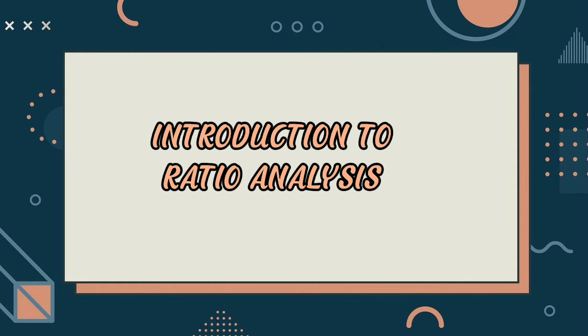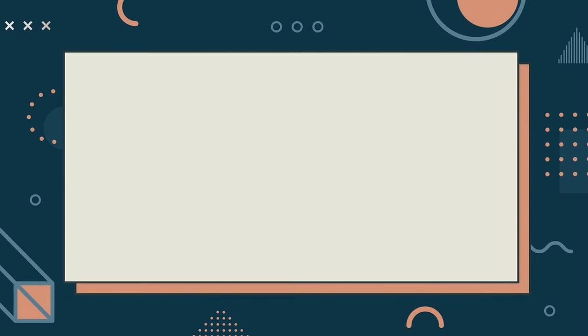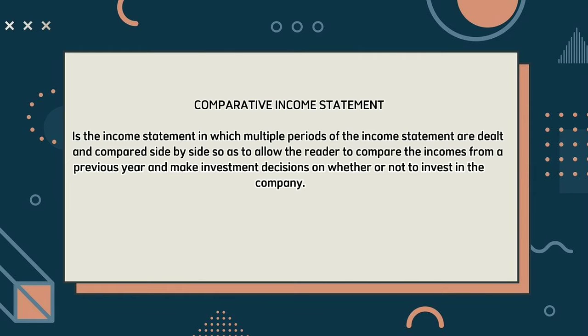Introduction to Ratio Analysis. The comparative income statement for the years ended December 31, 2013 and 2012. Comparative income statement is the income statement in which multiple periods of the income statement are dealt and compared side by side so as to allow the reader to compare the incomes from a previous year and make investment decision on whether or not to invest in the company.